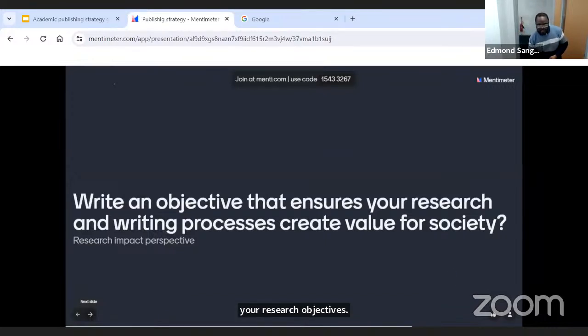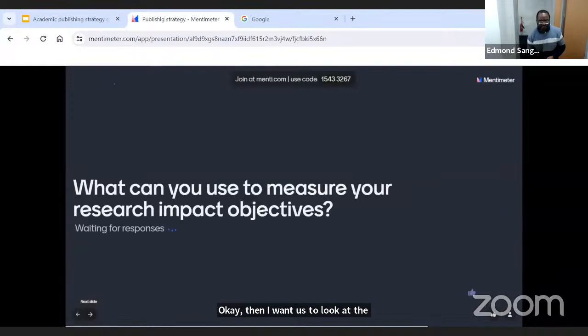Okay, then I want us to look at value to society. What can you use to measure your research impact objectives, right? The value that you're going to give to society.